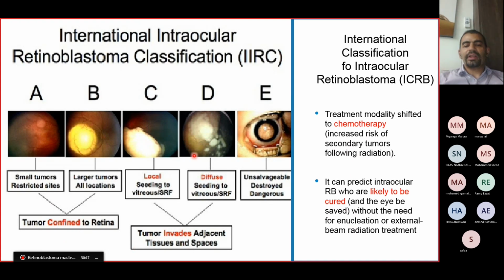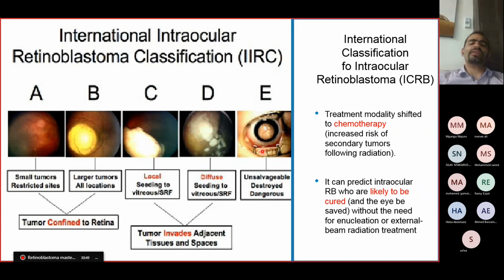While C and D are becoming more extensive. They have seedings to the subretinal space. So those patients will develop what we call exudative retinal detachment with invasion of the subretinal space by the tumor cells, or they will break through the retina and give vitreous seeds. When this is local, this is C. When it's diffuse, it's D. In both of them, it's not just confined to the retina. There is subretinal fluid invaded with the tumor or vitreous seeds.